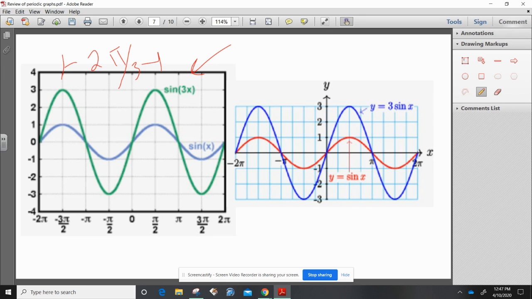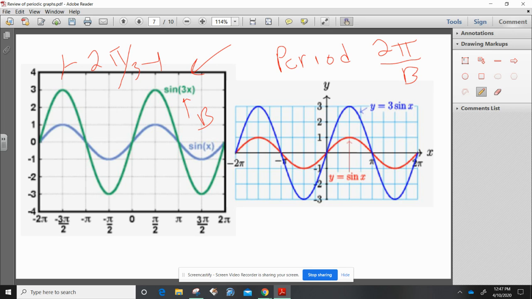will be my period. Okay, now, in general, your period is always going to equal 2 pi over b. And b is the thing that's right in front, so that 3 is going to be our b.